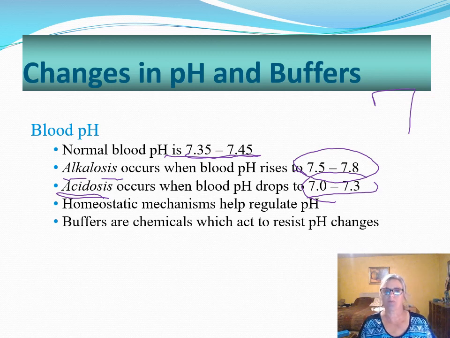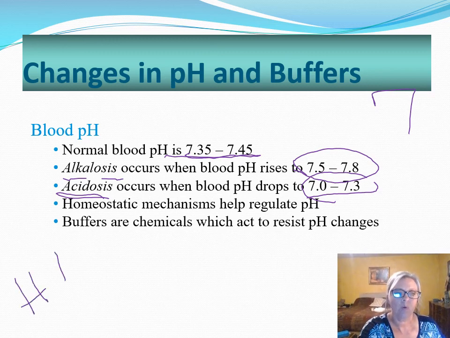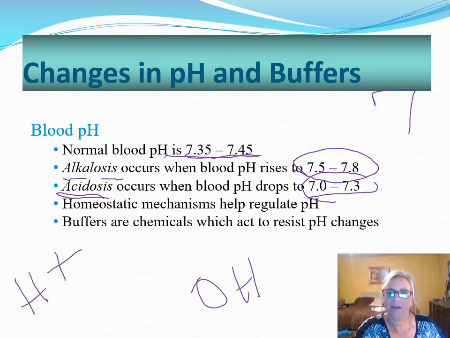So it's really important. We have these homeostatic mechanisms to help regulate pH, and we have buffers, which are chemicals that can soak up either the hydrogen ion or the hydroxide ion. They can soak those up and keep the pH within a normal range. Now, there is a limit to how much they can soak up, but they do a pretty good job of it.